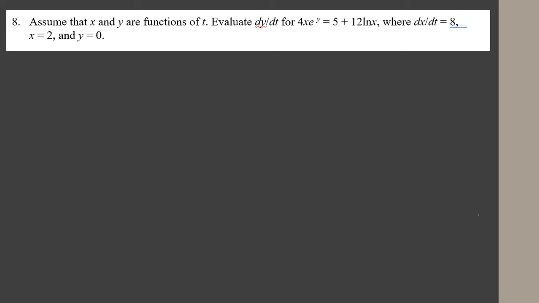Now question 8 also deals with implicit differentiation. The directions read, assume that x and y are functions of t. We need to evaluate for dy dt, so that's what we're looking for, for the equation 4x times e to the y equals 5 plus 12 ln x. And we're given some additional information. We're given that dx dt equals 8, x equals 2, and y equals 0. So I'm going to make a reference box on the left-hand side just to help me keep my information straight: dx dt equals 8, x equals 2, y equals 0.